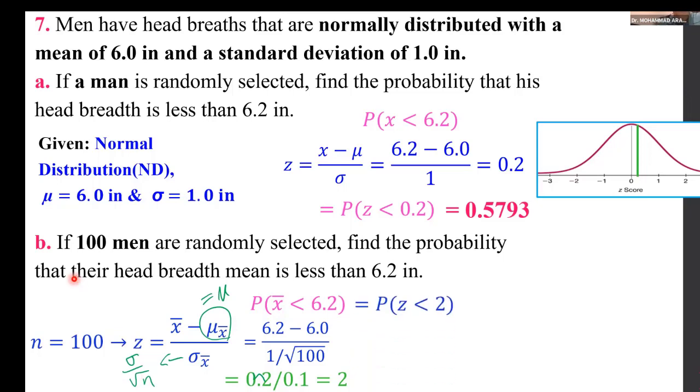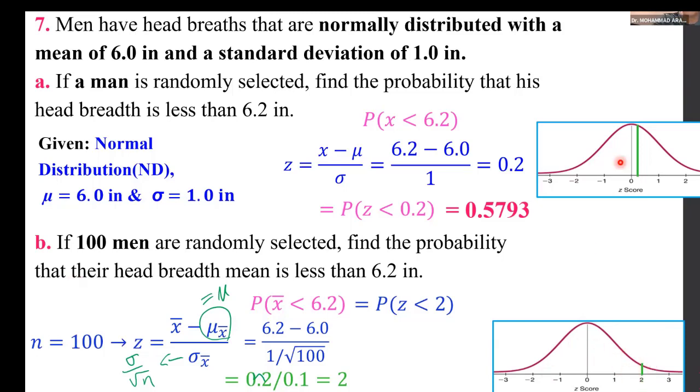And of course, probability of z less than 2, you are dealing with much larger area than this one. So this area, much larger. So the answer is larger than that, becomes 0.9772. If we were to use technology class, we would use Normalcdf.